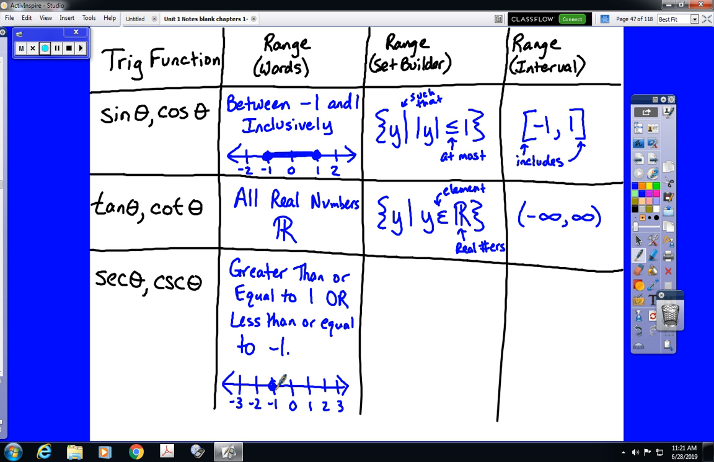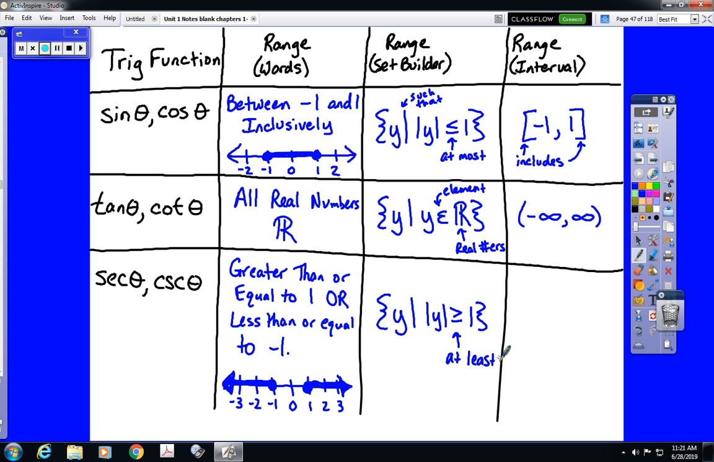We're going to have a closed circle at -1, and we're going to shade out, including the arrowhead because it goes on forever. And we're going to have a closed circle at +1. We're going to shade out, including the arrowhead. So all the numbers outside of -1 and 1. In this case, for set builder notation, we would say the y such that the absolute value of y is at least 1. So the big change there is instead of at most, this symbol means at least 1.